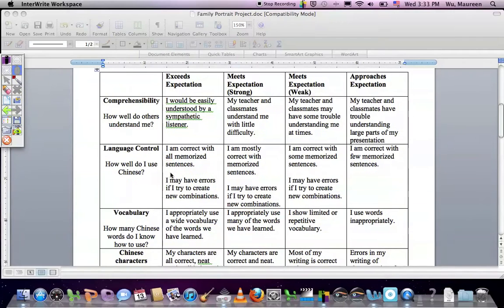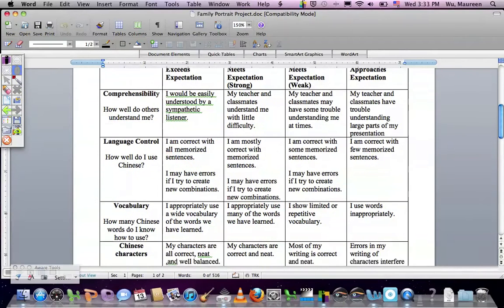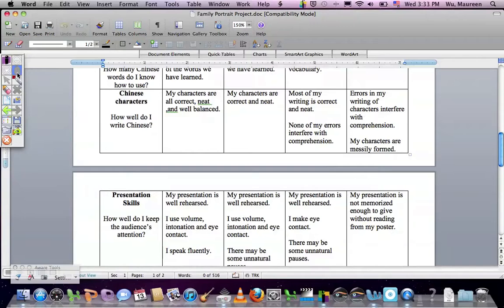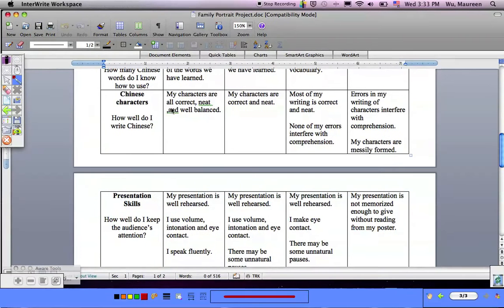The next thing I'm going to be assessing you on is your use of Chinese characters. To get in the A category means your characters are all correct, they're neat, and they're well balanced. So those are things that you can look up. If you're in the B category, it means your characters are all correct and neat.